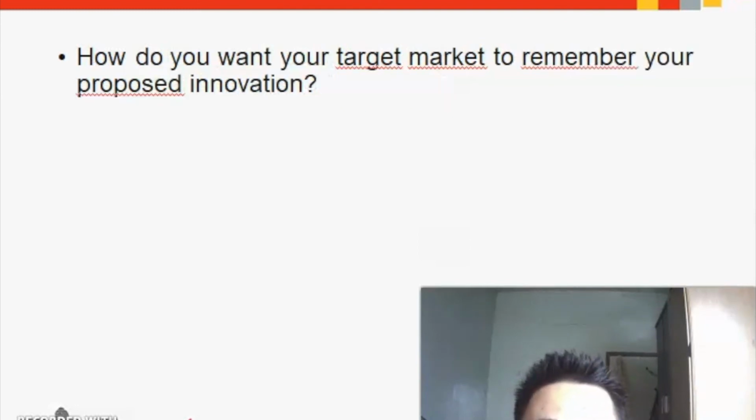And finally, how do you want your target market to remember your proposed innovation? Crucial to the development process are the people developers need as a team in order to have a successful innovation. Also, a good customer relationship is a must for them to remember the proposed innovation.